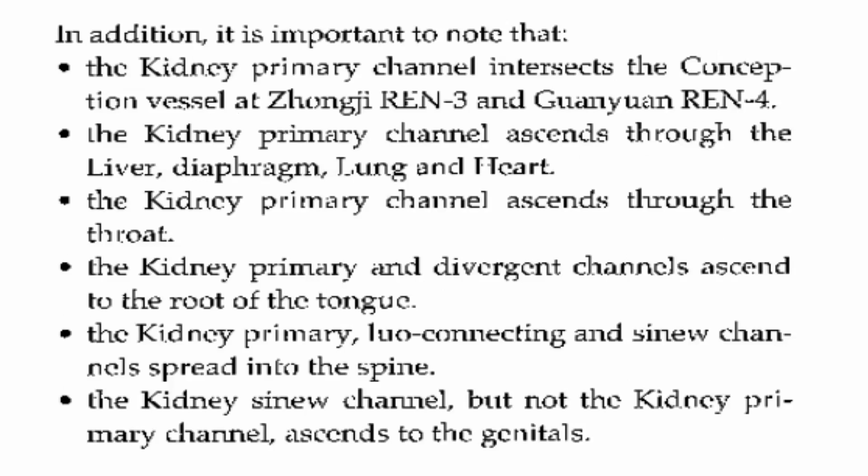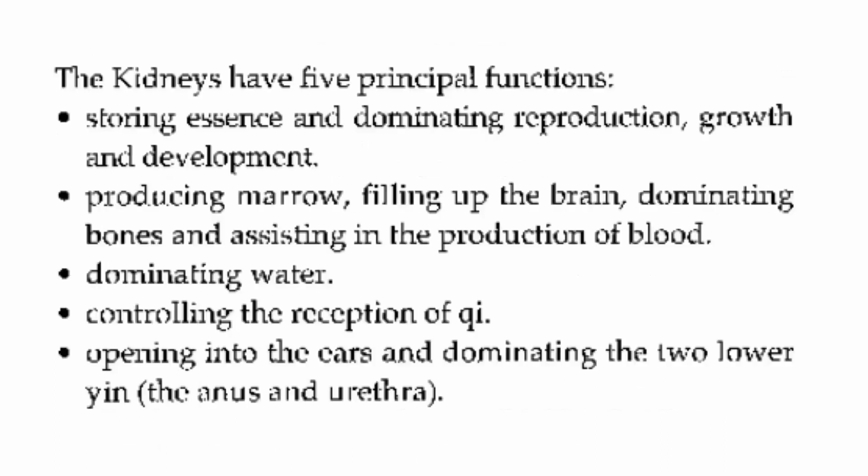In addition, it is important to note that the kidney primary channel intersects the conception vessel at Ren 3 and Ren 4. The kidney primary channel ascends through the liver, diaphragm, lung, and heart. The kidney primary channel ascends through the throat. The kidney primary and divergent channels ascend to the root of the tongue. The kidney primary, Luo connecting, and sinew channels spread into the spine. The kidney sinew channel, like the kidney primary channel, ascends to the genitals.